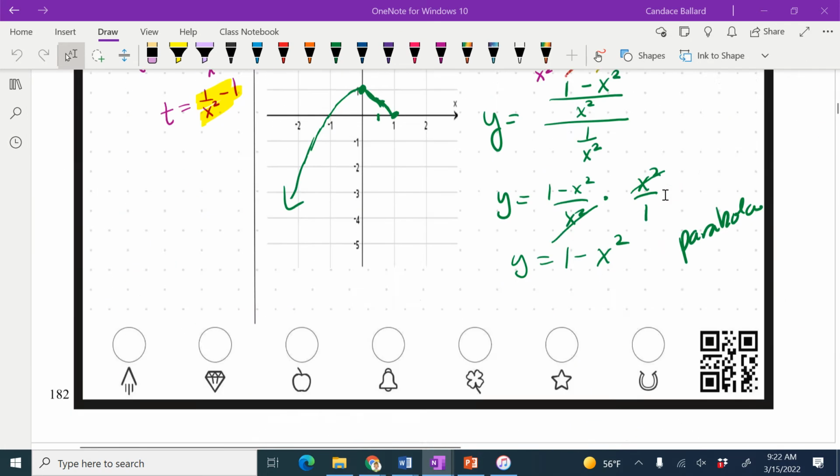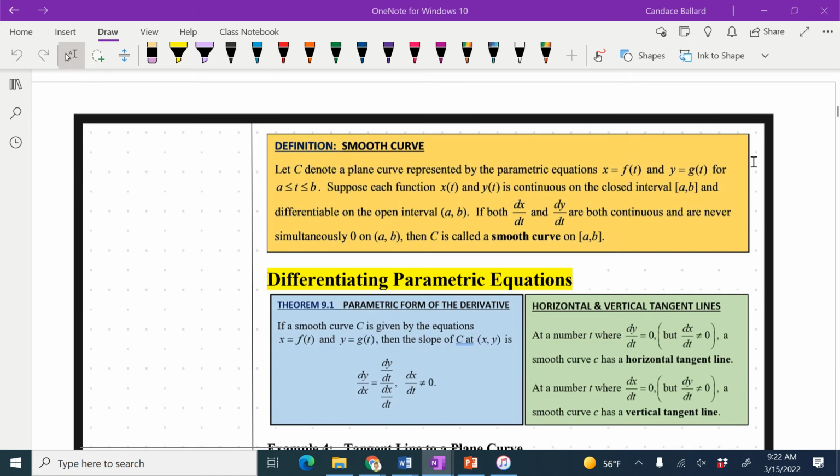Okay. It's amazing how easy it is now that you've done calculus for 2 years, when you go back and do a little algebra, how easy it is. So parametrics really weren't a big deal.